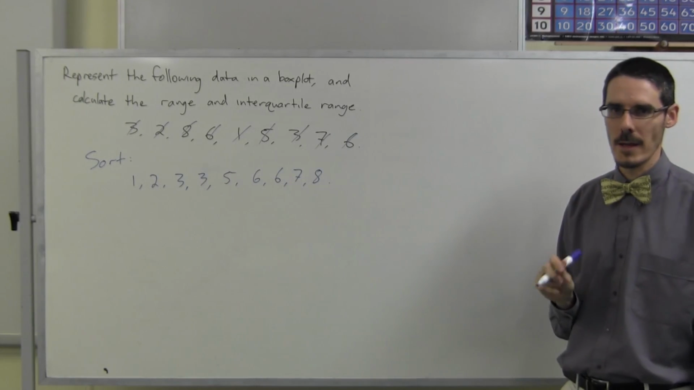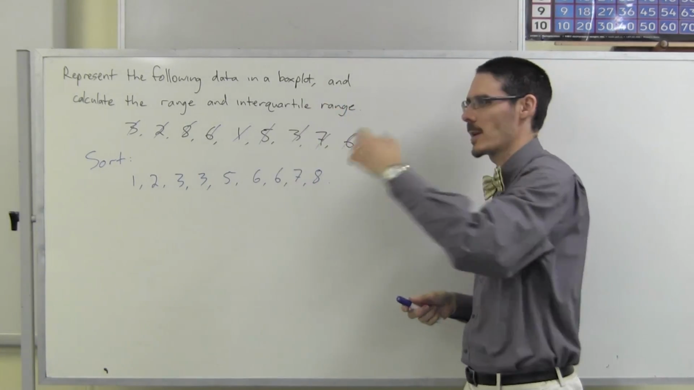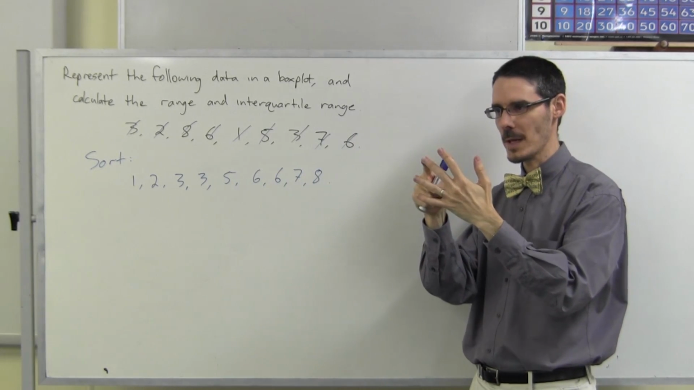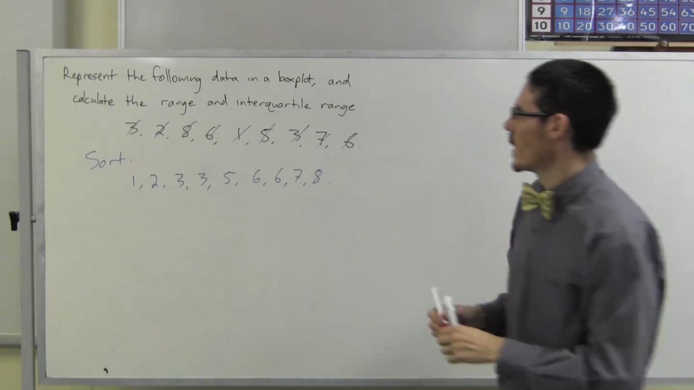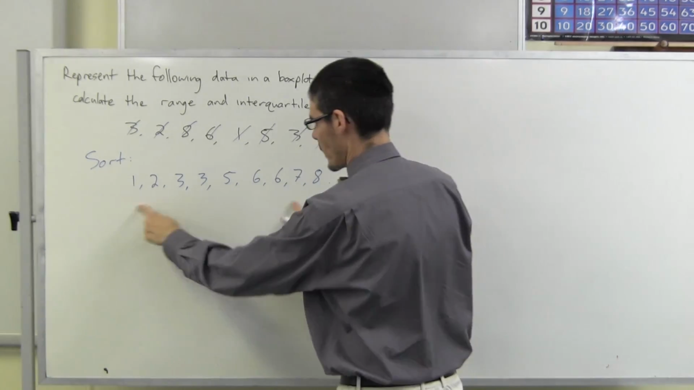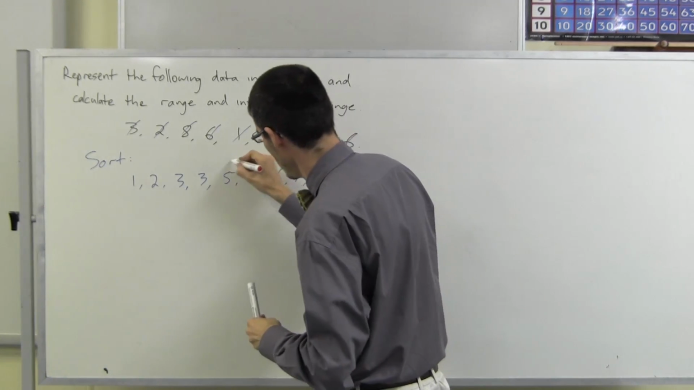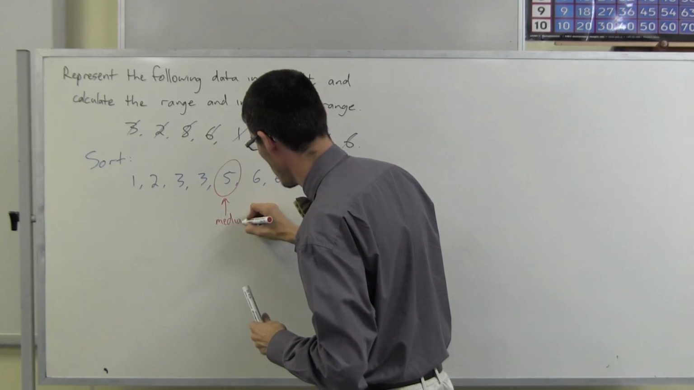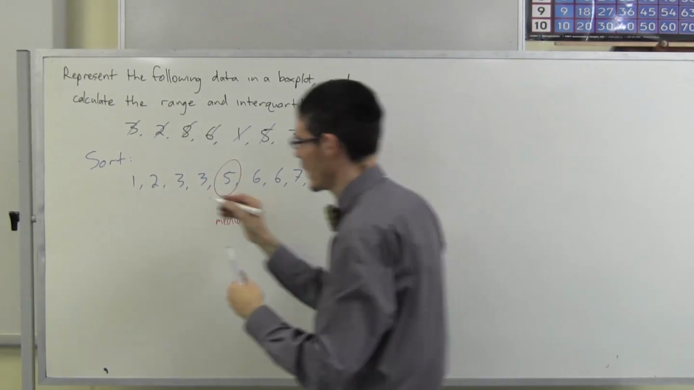Okay, now to draw a box plot, I have to find a five number summary. That's the minimum, the first quartile, the median, the third quartile, the maximum. Well, the median's in the middle. It must be the five. The minimum and maximum are easy.